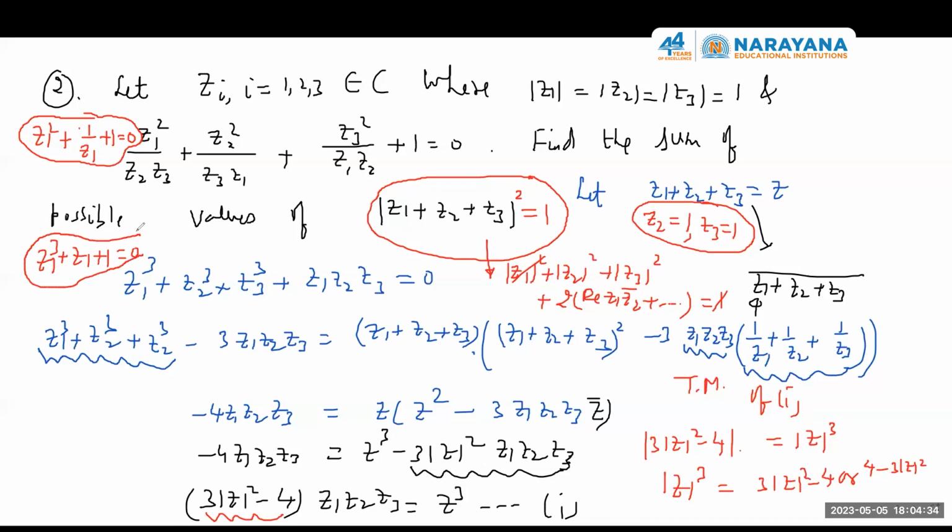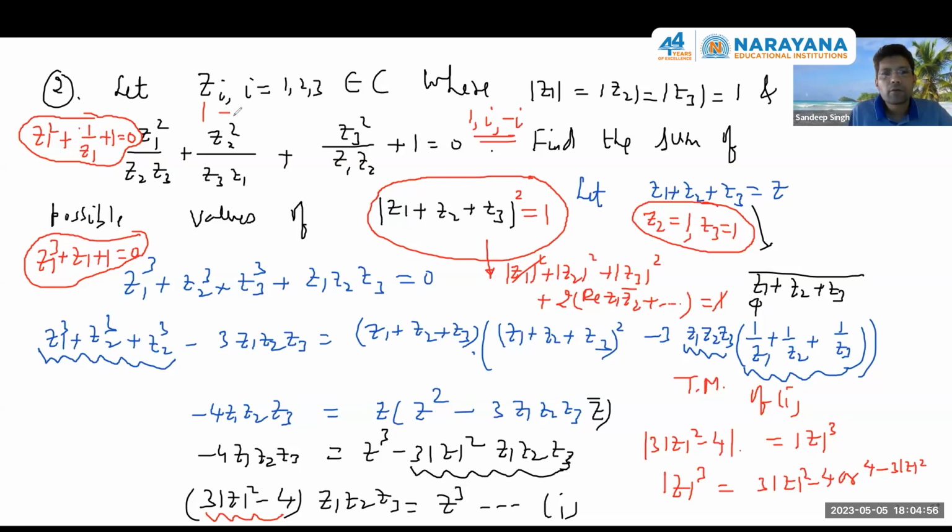Sir, 1, iota and minus iota also satisfies this. Yes. Correct. So if you put 1, iota, minus iota, it is satisfying all. Z1 square upon, so this is going to be 1. Then Z2 square is in the numerator. So that is going to be minus 1 divided by minus iota. So this is plus iota.